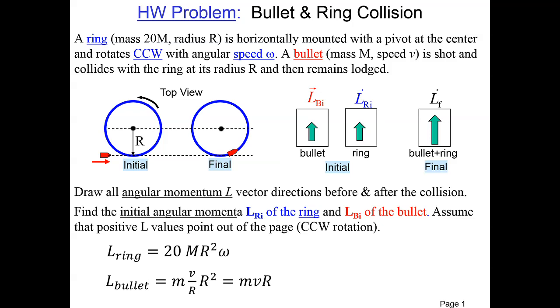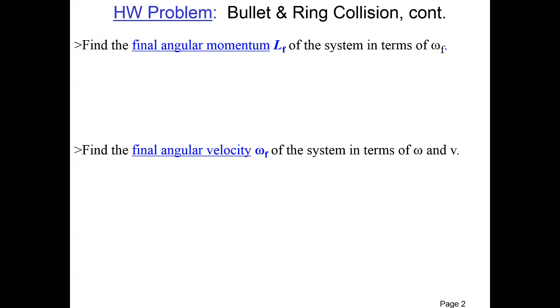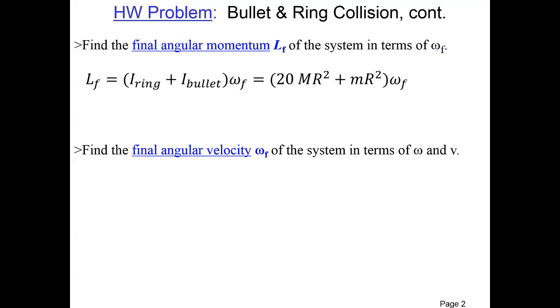Now we want to find the final angular momentum, and this is the moment of inertia of the bullet plus the ring. So this is 20 mr squared for the ring, and mr squared for the bullet, for the moment of inertia, my bad. So that means that the final angular momentum is going to be 21 mr squared times the final angular velocity.